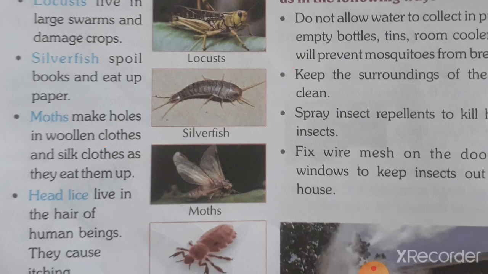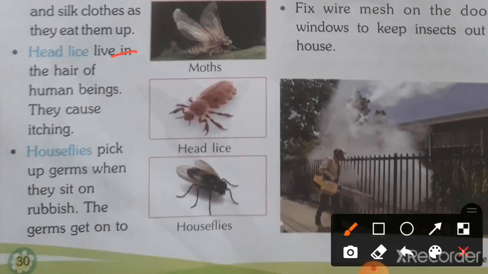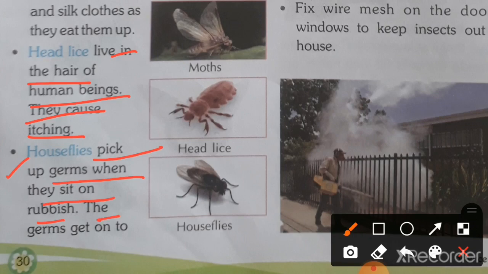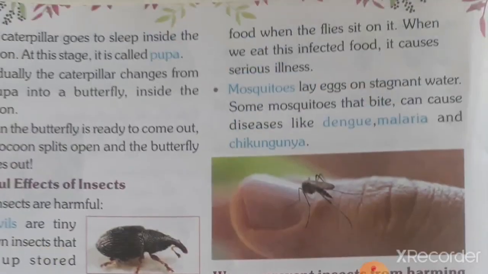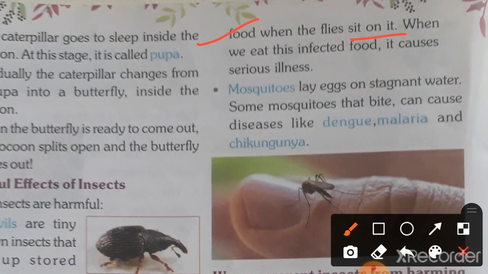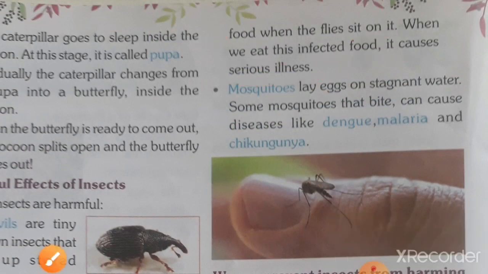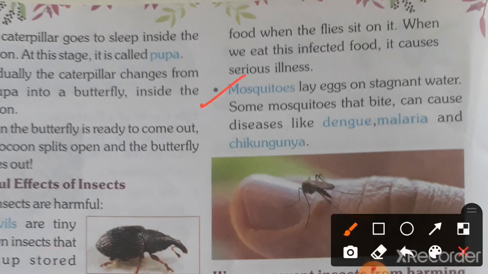Next, headlice live in hair of human beings. They cause itching. Housefly picks up germs when they sit on rubbish. The germs get on the next food when the flies sit on it. When we eat this infected food it causes serious illness. Whenever we eat infected food on which a housefly has sat, we become ill, meaning sick. Mosquitoes lay eggs on the stagnant water.